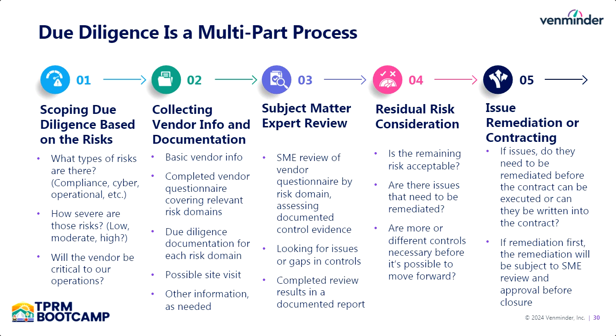Is the remaining risk acceptable? Are there any issues that need to be remediated? Do we need more or different controls before we can move forward? If there are issues that need to be remediated, we need to think about, is this something that we need to do before we can move forward with the contract? If yes, then we'll go into an issue remediation. Or if we can write them into the contract, then we'll need to put those in the contract and have them all reviewed. And if we do put them in the contract, they will always need to be time-bound. So that is really the look of due diligence sort of end to end.